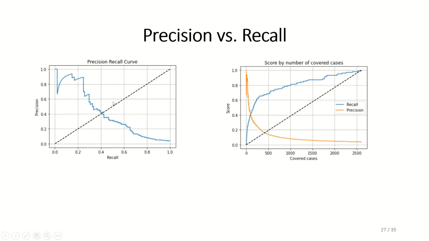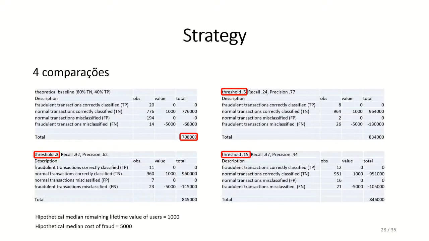On the left side we have the precision-recall curve, and on the right side we have the score and number of covered cases. And we separate precision and recall. We see that precision falls really fast and recall doesn't grow so much. So we must be careful in considering the trade-off.